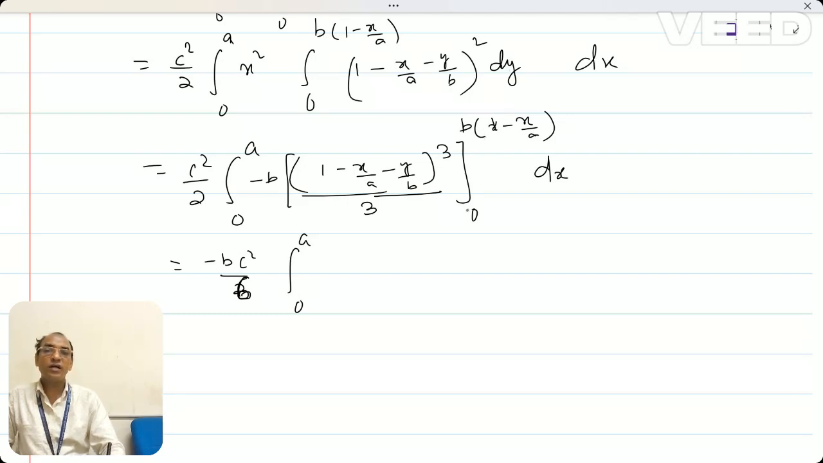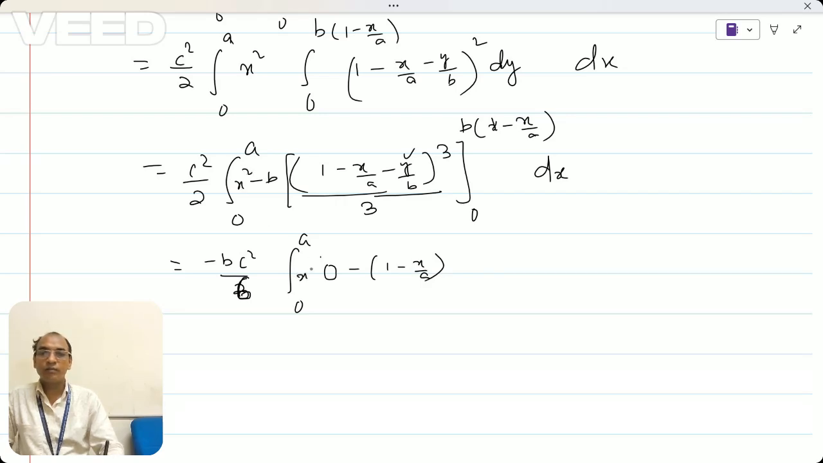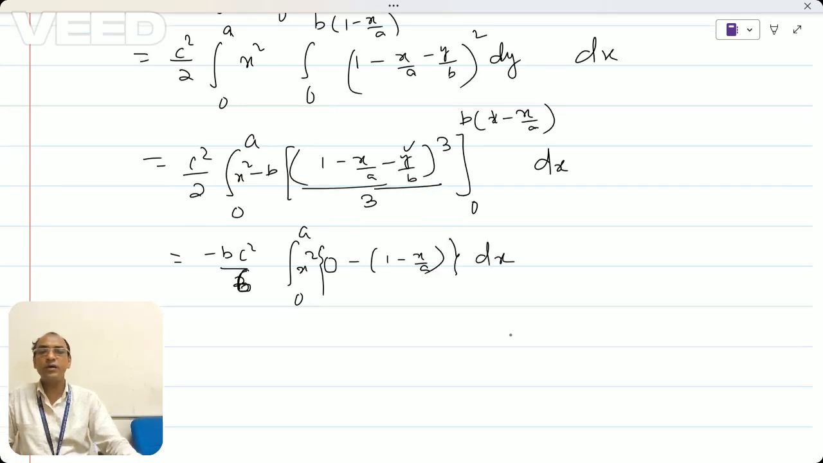So wherever y is there, I will put upper limit b into 1 minus x by a and lower limit 0. If I put the upper limit wherever y is there, this value b will get cancelled, so I will have 1 minus x by a minus 1 minus x by a, so that will be 0. So the upper limit will be 0, and for lower limit 0, y will be 0, so minus 1 minus x by a. X square is there, of course x square will be there. So this is the upper limit and lower limit, then I will integrate it with respect to x.